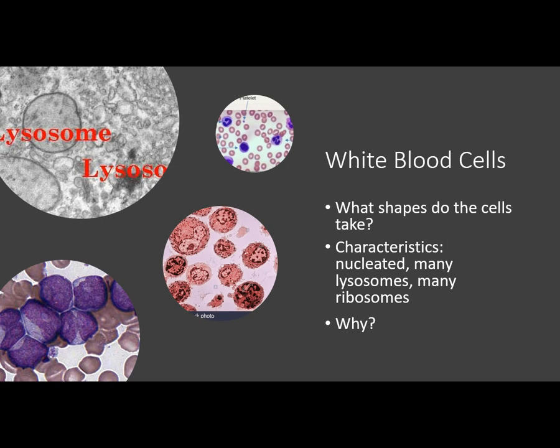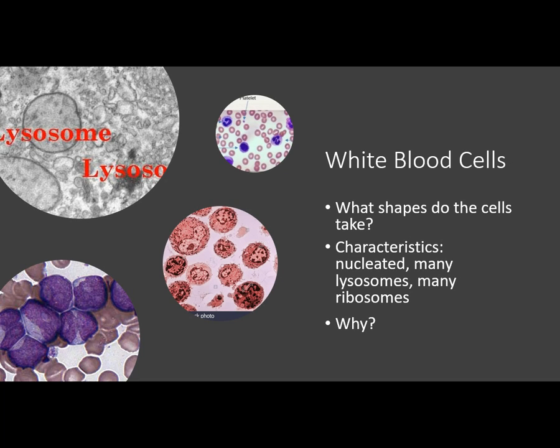Okay, then we have white blood cells, and they are nucleated. They have many lysosomes and many ribosomes. So white blood cells are actually your immune response. This is what kills the germs in your body. And it makes sense that the reason why they have many ribosomes is so that they can make digestive enzymes.